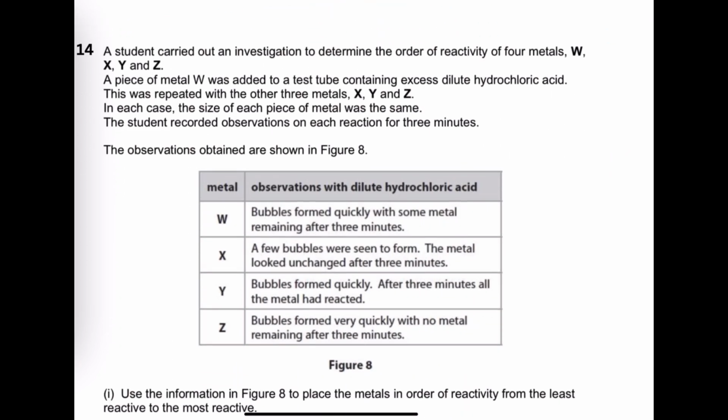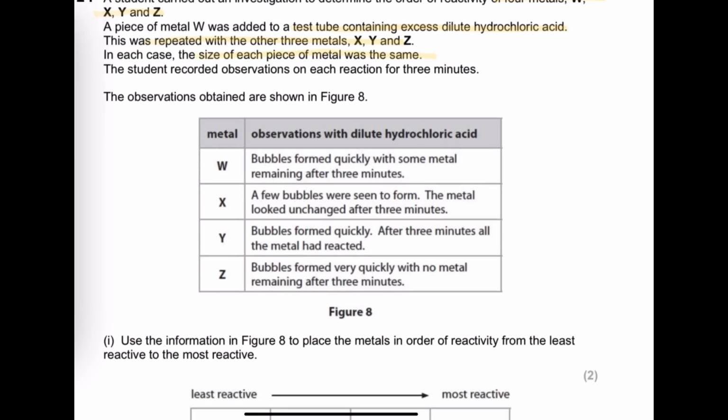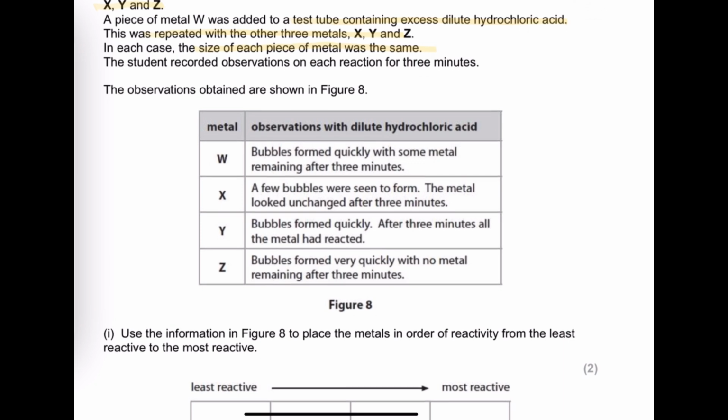Question 14. A student carried out an investigation to determine the order of reactivity for 4 metals, W, X, Y, and Z. A piece of metal W was added to a test tube containing excess dilute hydrochloric acid. This was repeated with 3 other metals, X, Y, and Z, and in each case, the size of each piece of metal was the same. The student recorded the observations on each reaction for 3 minutes.